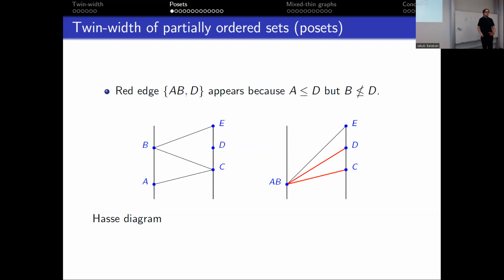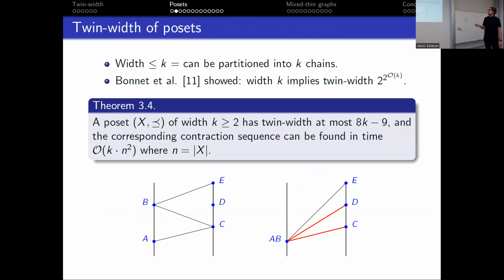So I will not tell you the precise definition of twin width for posets. I think it's clear from this. Or you can ask whenever something is not clear. So this is again the result I mentioned at the beginning, that we have proven that the twin width of posets of width k is at most 8k minus 9, something linear. I will not go into all details, just main ideas.